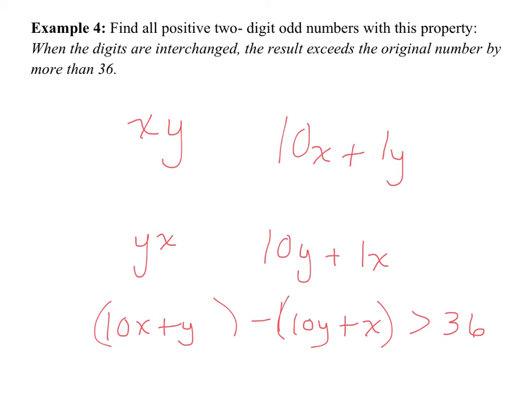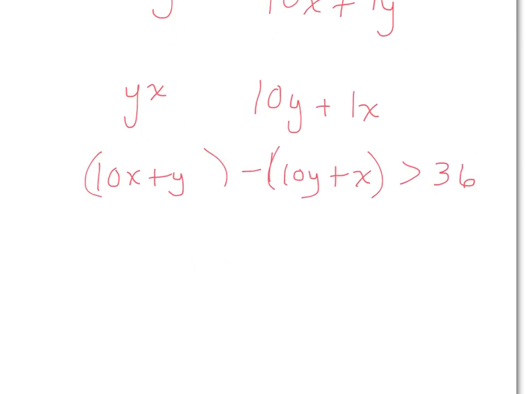Okay, greater than 36. Now, how would I go about solving? I just continue to solve this like any other expression. 10x minus x is really 9x. y minus 10y is negative 9y, and that's greater than 36. Okay, so as a result, we divide through by 9. And we know that the difference between the quantities x and y, those digits themselves, has to be greater than 4. If that statement is true, you get answers that work.